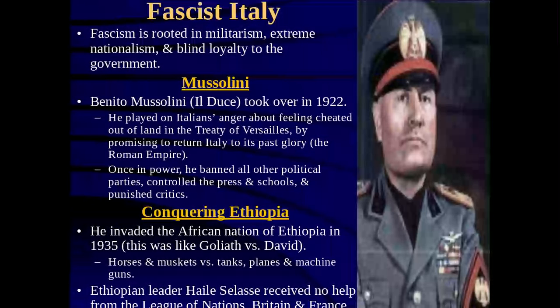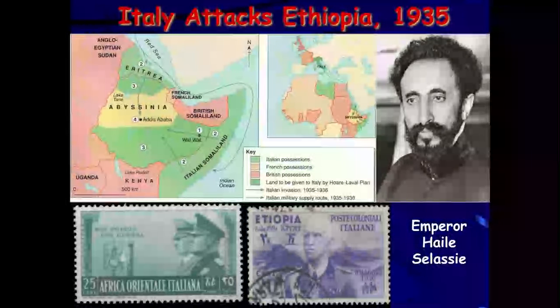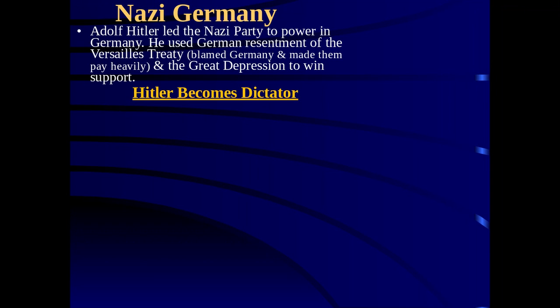And the League of Nations did very little to even intervene, even though this international organization was trying to make sure that conflict would not continue in the world. They did very little, and France and Britain refused to even get involved in the situation. So Ethiopia was basically left out to dry. Italy is going to take over this territory as conquered.